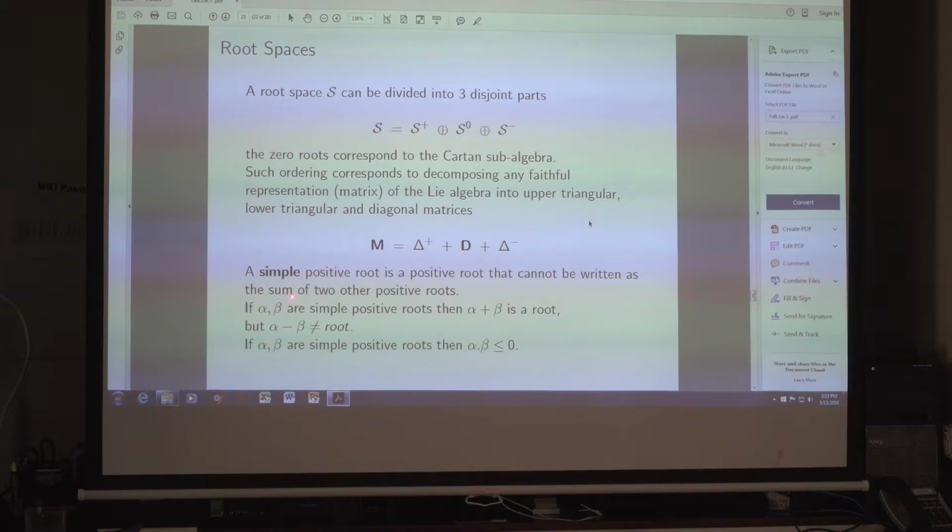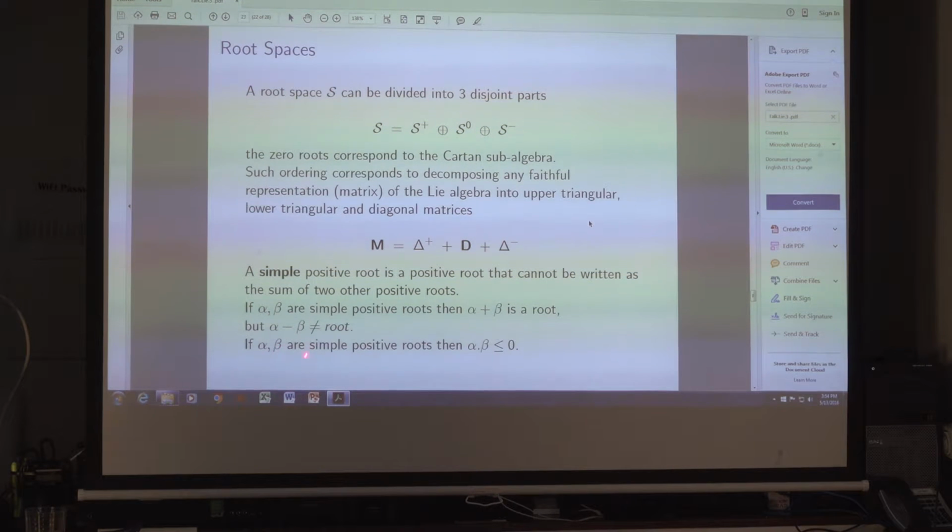Okay, what is a simple positive root? A simple positive root is a positive root that cannot be written as the sum of the other positive roots. Remember, if alpha and beta are simple and positive roots, their sum is a root. But alpha and beta now are the simple roots. It happens that if alpha and beta are simple, the summation is a root, but their difference is not. Don't confuse the simple roots with the other roots, okay?